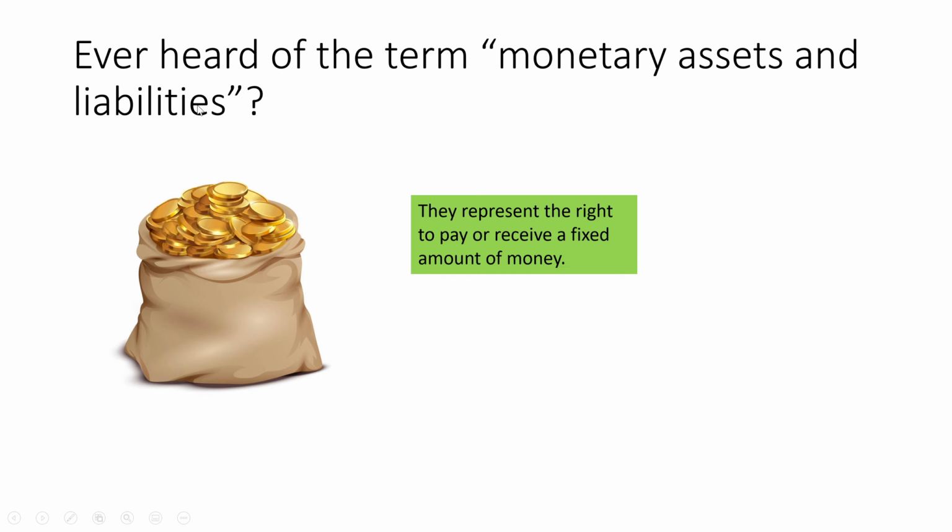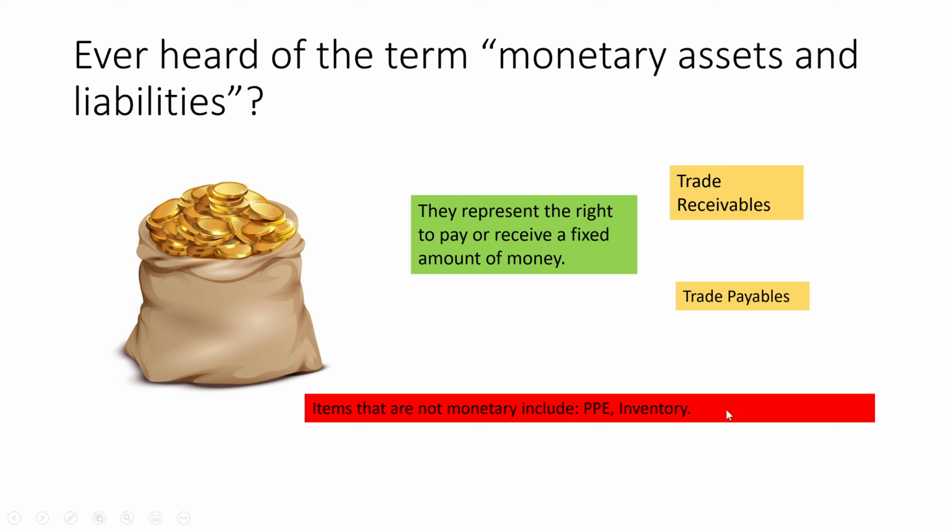Basically, a monetary asset or liability represents the right to pay if it's a liability or receive if it's an asset a fixed amount of money. So examples of those are trade receivables, where you have the right to receive money from your customers, and trade payables, where you have the obligation to pay monies to your suppliers, a fixed amount of money. Okay, what aren't monetary items? Well, PPE, inventory are not monetary items. Okay, so those are not monetary items, and the accounting for these is different when it comes to foreign exchange.